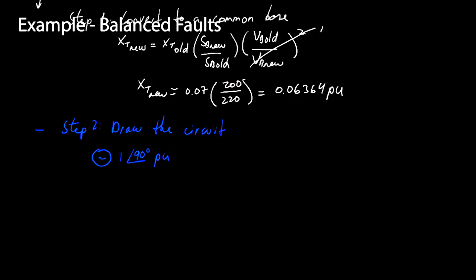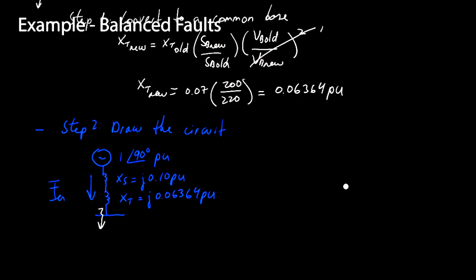And then we have the generator reactance, so this is going to be XS, which is equal to j0.10 per unit. Then we have the transformer reactance, XT, that's going to be equal to j0.06364 per unit, which we calculated over here. And then we have the bus, which is where the fault is. So this right here is the bus, and we're putting the fault over here. So again, here IA would be flowing this way. And now we have our circuit.